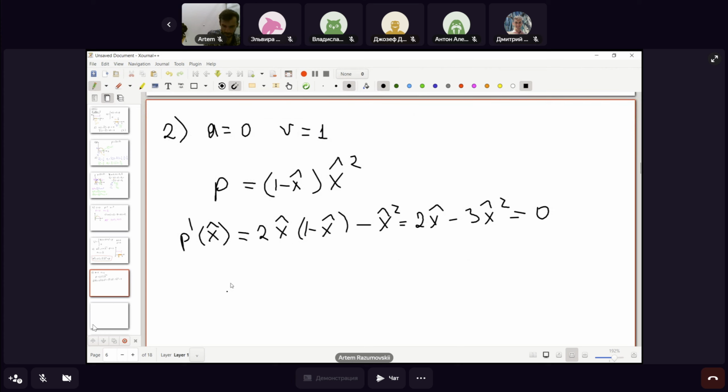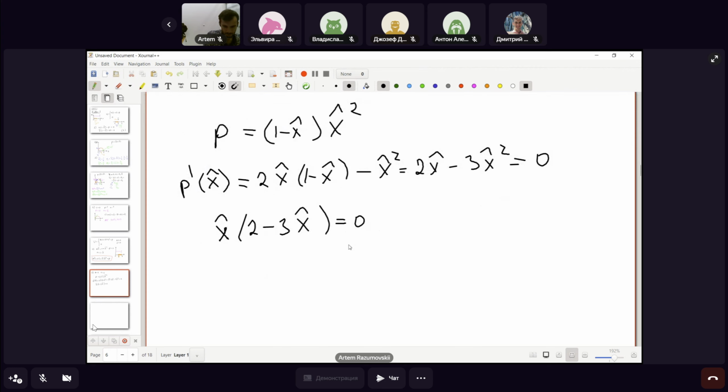Yeah, so the equation is x hat times (2 minus 3x hat) equals 0. So then x hat 1 equals 0, which is obvious. And the second one is 2/3, right? So then which one is the maximum? The first one. So the first one is zero.